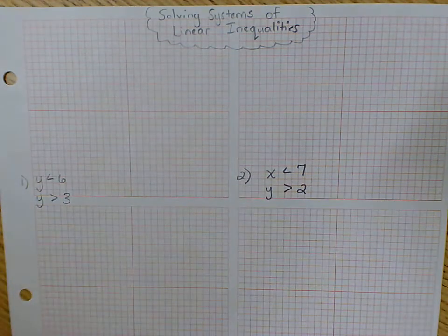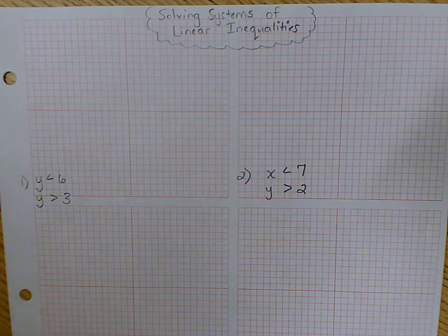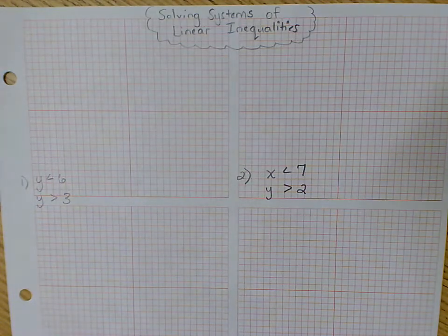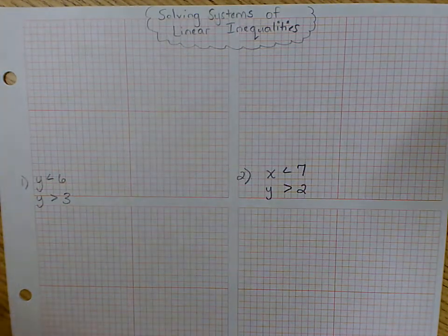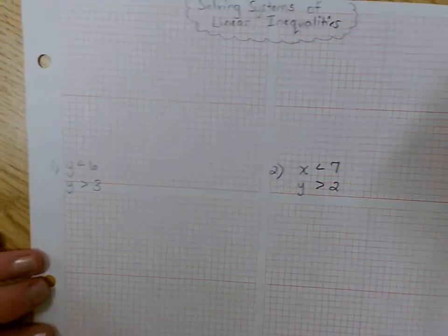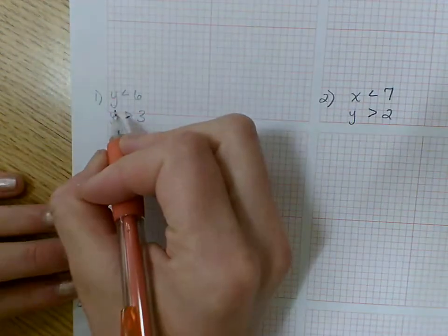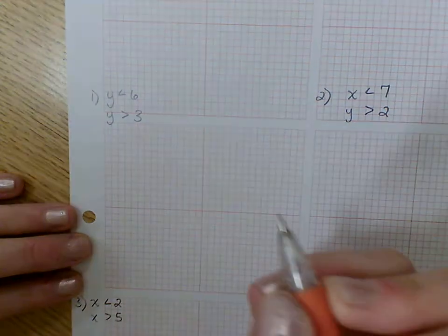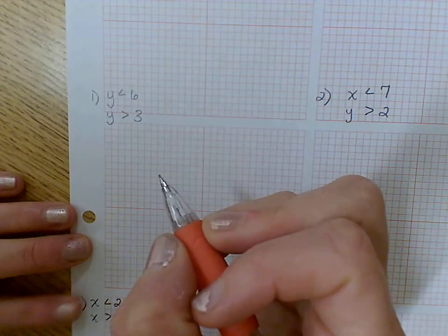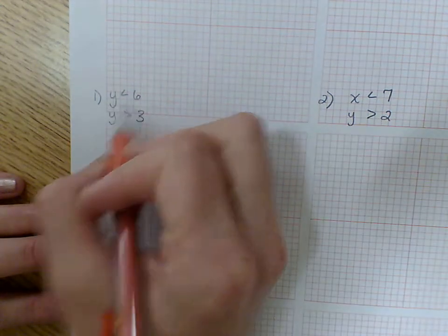To warm up, we're going to do some of the easier ones, and then we'll work on some where the problems get a little bit more involved, okay? So if we look at number one right here, we're trying to solve this system of inequalities. In other words, we're looking for coordinates that work in both of these.